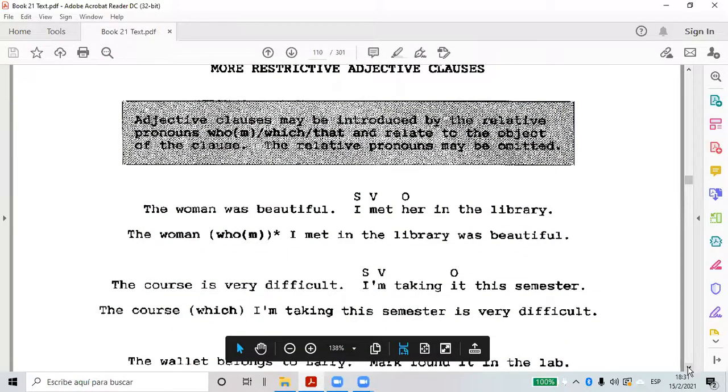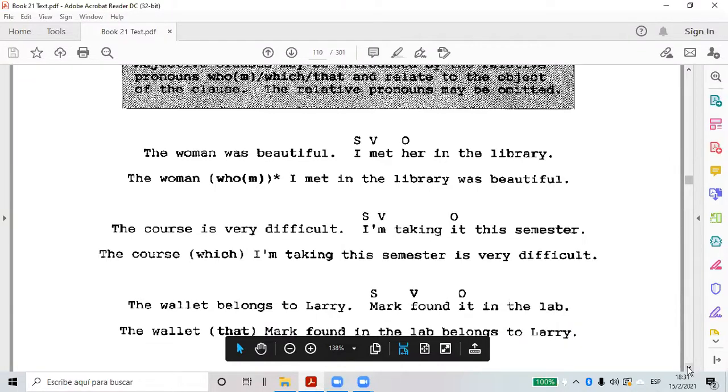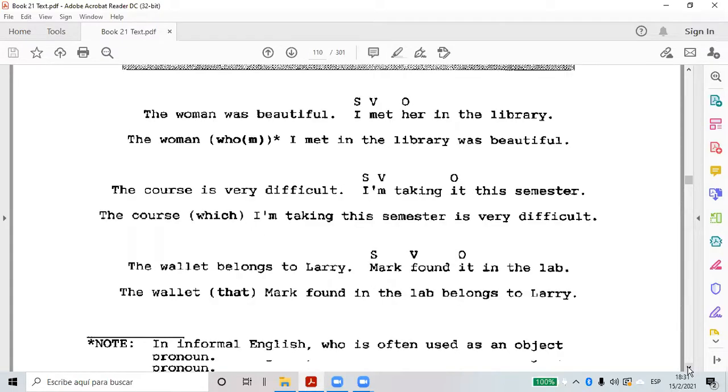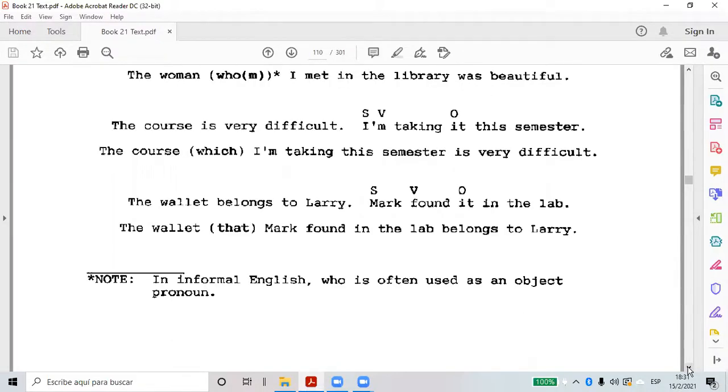The course is very difficult. I'm taking it this semester. The course which I'm taking this semester is very difficult. The wallet belongs to Larry. Mark is the subject. The verb is found, and we are talking about the wallet. The wallet is the object in this case. The wallet that Mark found in the sea belongs to Larry.